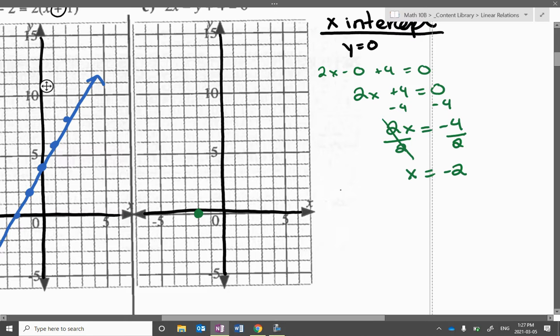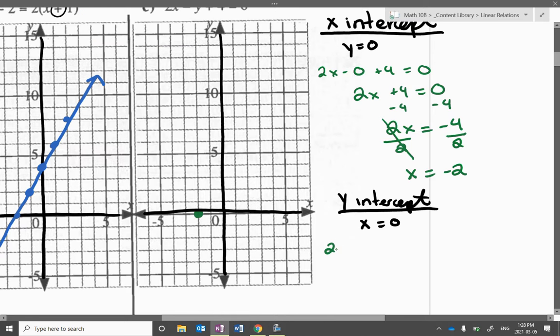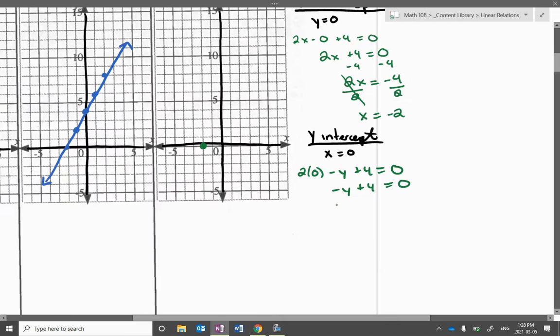The same property can be used for our y-intercept. But this time I'm going to plug 0 in for x and get our second point. So now I have 2 times 0 minus y plus 4, so -y plus 4 equals 0. I can add y to both sides. So then 4 equals y. 4's and y's look a lot alike. So I know I have a point at 0 and 4. I have 2 points. We can connect those two to the best of your abilities.